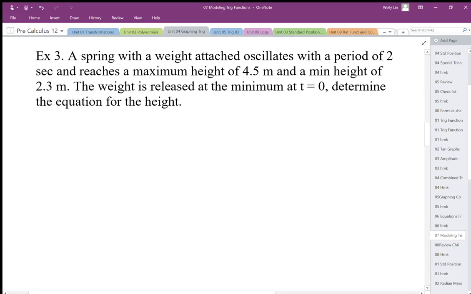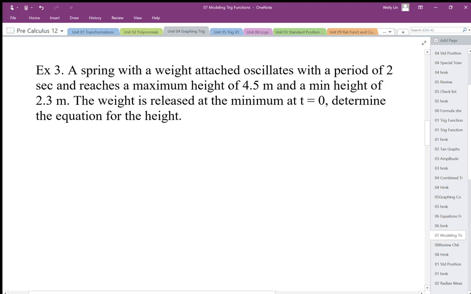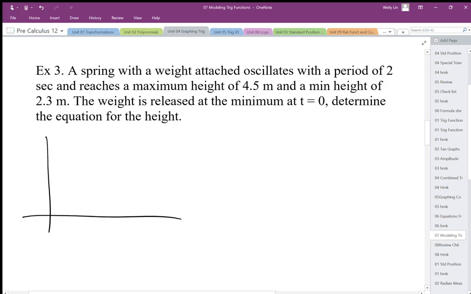Okay, so here's another example. This is in context here with a spring. You have some spring that is going up and down, and it oscillates at a period of 2 seconds. So you've got a spring. I think the weight is released at a minimum at t equals 0.